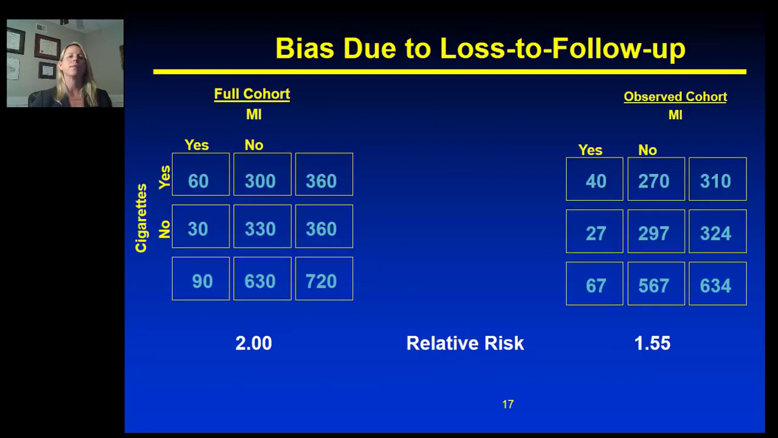So here is an example of how bias due to loss to follow-up can affect your measure of association. This is just showing a very simple view of, on the left-hand side, a full cohort of the subjects involved in the study. And then on the right-hand side, you're seeing where there's some loss to follow-up in the members of your cohort. And in this case, it's simply illustrating how the relative measure of risk can go down just due to some small loss to follow-up.